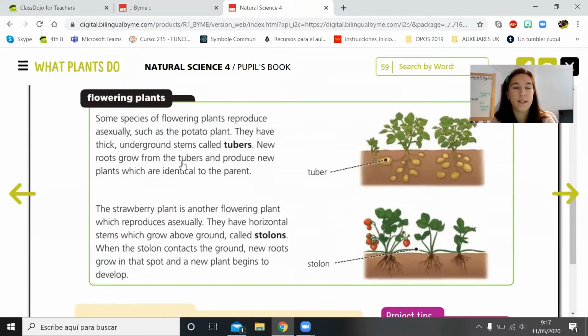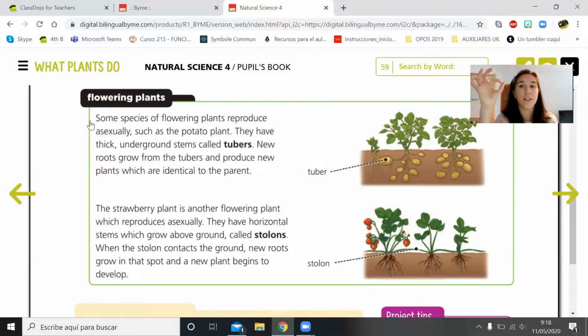Let's see flowering plants. It says, some species of flowering plants reproduce asexually. Some species, because some others reproduce sexually, okay? Such as the potato plant, okay? They have thick, remember, this is thin, this is thick, thin, thick, okay. They have thick underground stems. Remember that stem is tallo, so they have tallos inside the ground called tubers. Tubers are tubérculos in Spanish, okay?